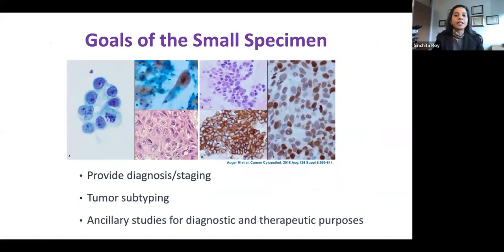So what is the main goal of the small specimen? There are multiple things that we're trying to achieve. Number one, of course, is establishing a diagnosis. With any pathology specimen, the first purpose is we perform it because we're trying to make a diagnosis. Now, if you can also stage the patient based off that specimen that you receive, that's an added bonus, right? For our EBUS procedures, when we go for a mediastinal lymph node, we're not only trying to make a diagnosis, but we're also trying to stage the patient.